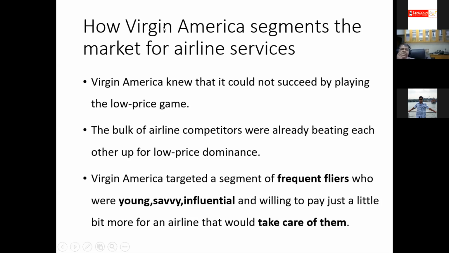For the question, how does Virgin America segment the market for airline service? Firstly, Virgin America knew that it could not succeed by playing the low price game. The pack of airline competitors were already beating each other up for low price dominance. So Virgin America targeted a segment of frequent flyers who were young, savvy, influential, and willing to pay just a little bit more for an airline that would take care of them. In this, we can notice Virgin America targets frequent flyers, young, savvy, influential, and wanting to be taken care of.